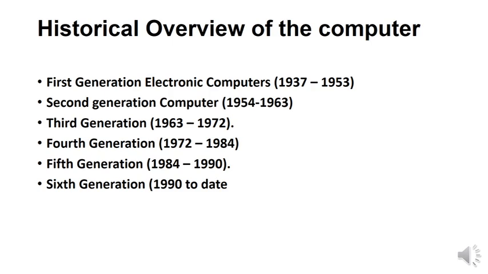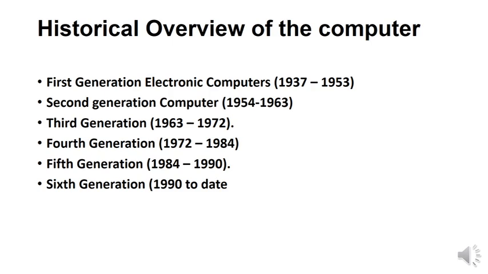ENIAC was controlled by a set of external switches and dials. To change the program required physically altering the settings on the control. This control also limited the speed of internal electronic operation. The alternative was through the use of memory that was large enough to hold both instructions and data, and to use the program stored in memory to control the order of arithmetic operations. That was the first generation.